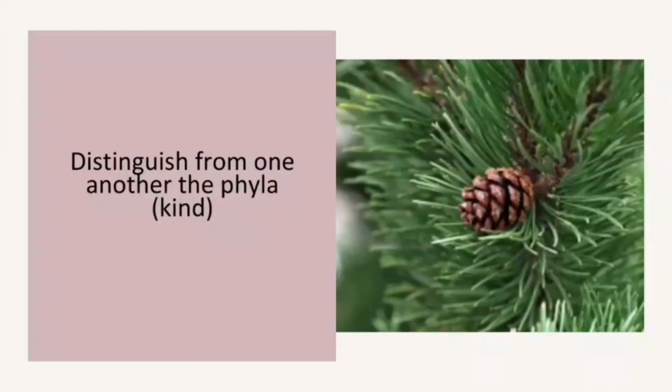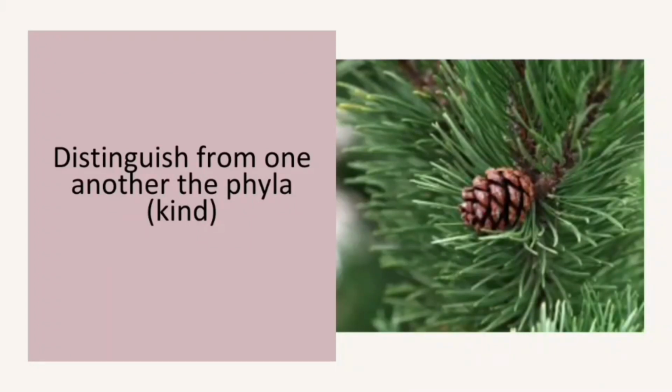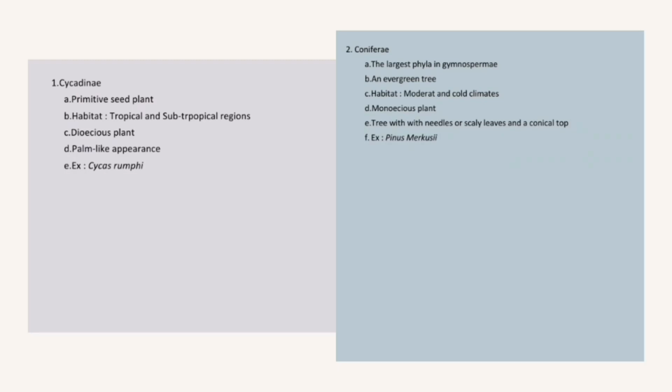Okay, now I will explain how to distinguish from one another the phyla of gymnosperms. There are four phyla in gymnosperms. The first is Cycadinae. Cycadinae are primitive seed plants. Cycadinae are an ancient phylum surviving through the age of the dinosaurs to modern times. It's around 280 million years old. Cycadinae are divided into 3 families, 11 genera, and 250 species. The habitat of Cycadinae is tropical and subtropical regions like our country.